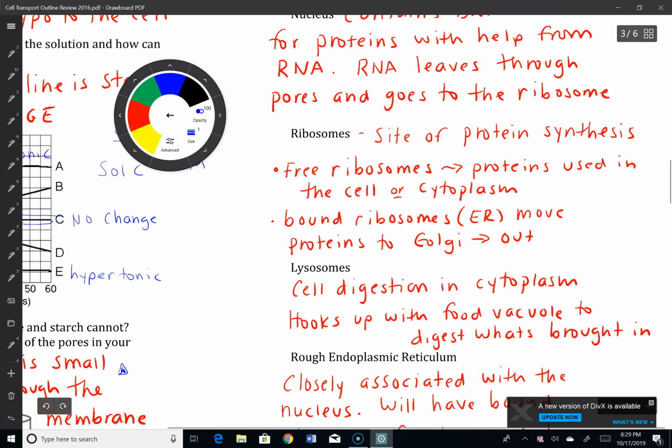Ribosomes, everybody's got those. Eukaryotes, prokaryotes, even some organelles inside of a cell. Things like chloroplasts and mitochondria. They have ribosomes. So if you have ribosomes, you can generate or create proteins. Again, if the ribosomes are free ribosomes, the proteins made will stay in the cytoplasm or in the cell, used for cell things. If they are bound ribosomes on the ER, or the rough ER, those proteins are bound to either end up in the cell membrane or exported from the cell in something like a hormone.